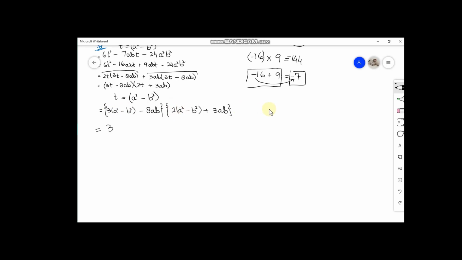This will become 3a square and 3b square, then minus 8ab. See this, we have just multiplied the 3 inside the small bracket. Now it's the turn for 2, so 2 will be multiplied with a square, 2a square, then minus 2b square, and this is now simplified.